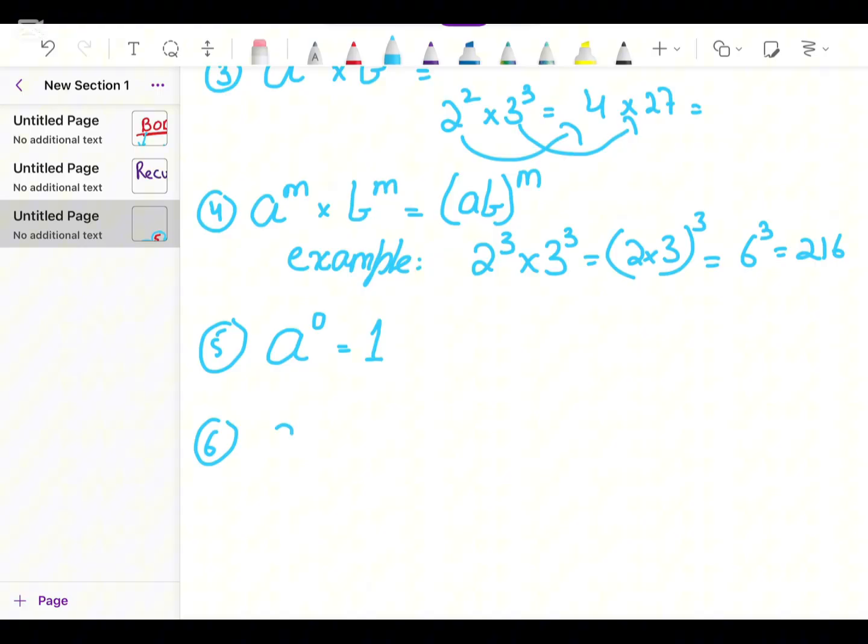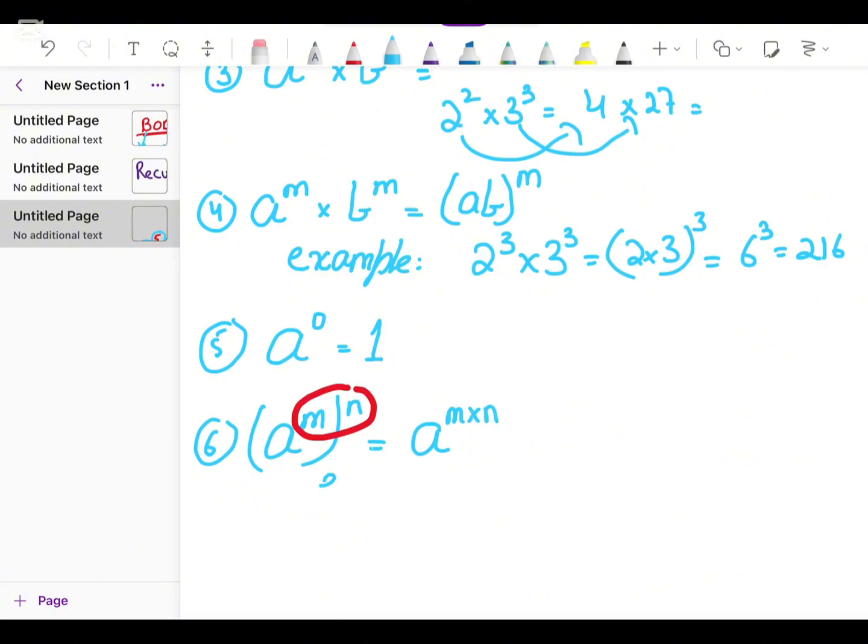If we have a raised to the power m and in brackets we have another power, so these two powers, you can say a raised to the power m and we have another power outside the bracket, these two powers will be multiplied. So it will become a raised to the power m multiplied by n.